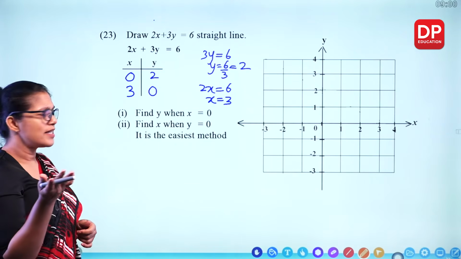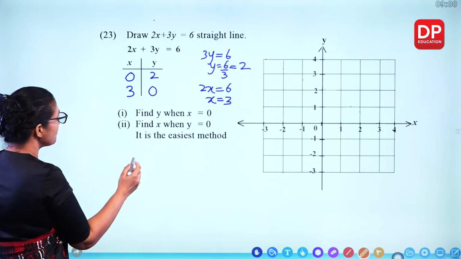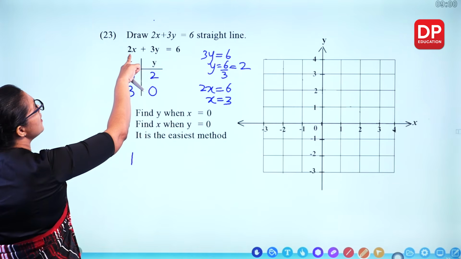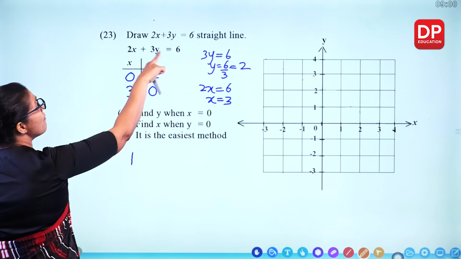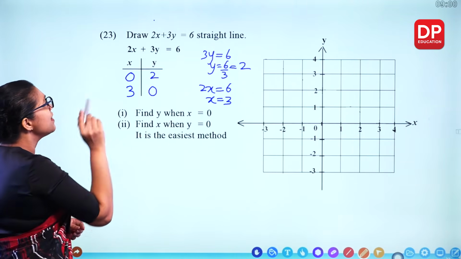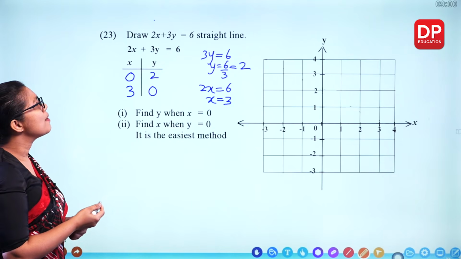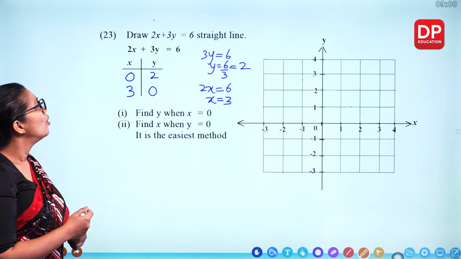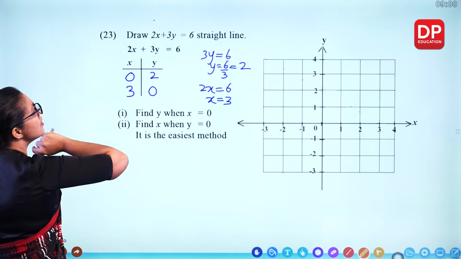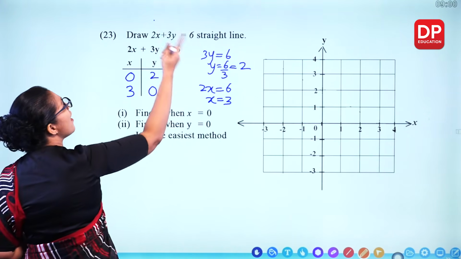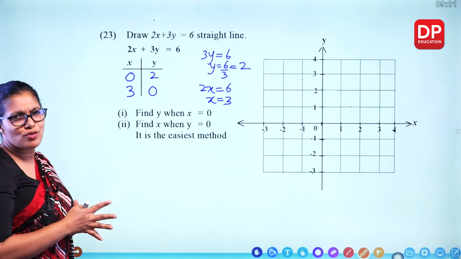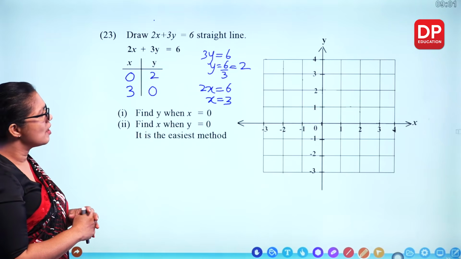You can take another point. We'll take x equals 1. If x equals 1, you get a fraction. So it's better not to take x equals 1, because in this case you have to divide by 3 or divide by 2. If x equals half, you get y equals a fraction. So it's difficult to take that point. It's better to take these two. So this is the easiest method.